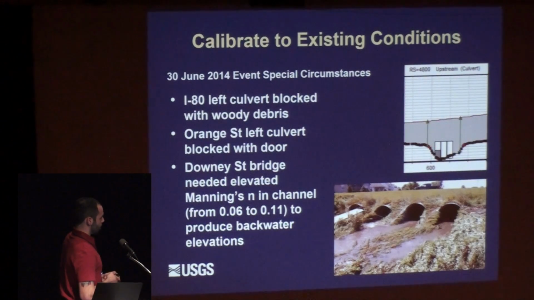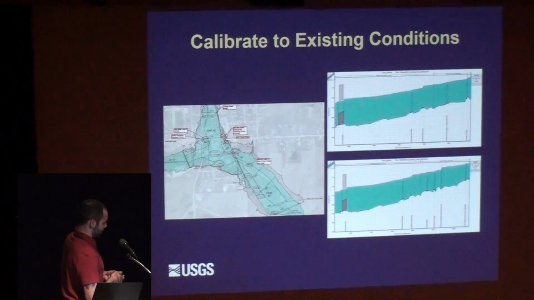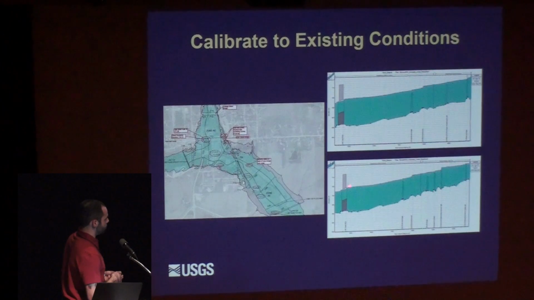And when I initially ran the model, it wasn't matching these high water marks that I have just upstream. This is the I-80 bridge or triple culvert. And I wasn't getting the water level up to that elevation until I was told by city officials that that left culvert was blocked. So I ended up blocking it 50%, allowing some of the water through, and I was able to match the profile of the high water marks upstream from the I-80 bridge.